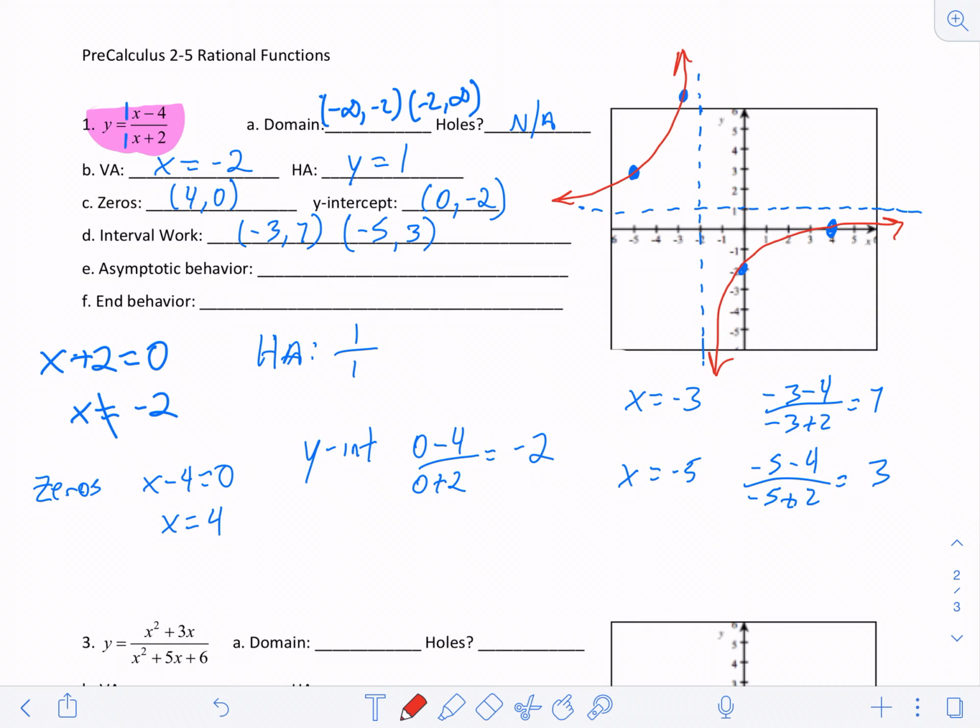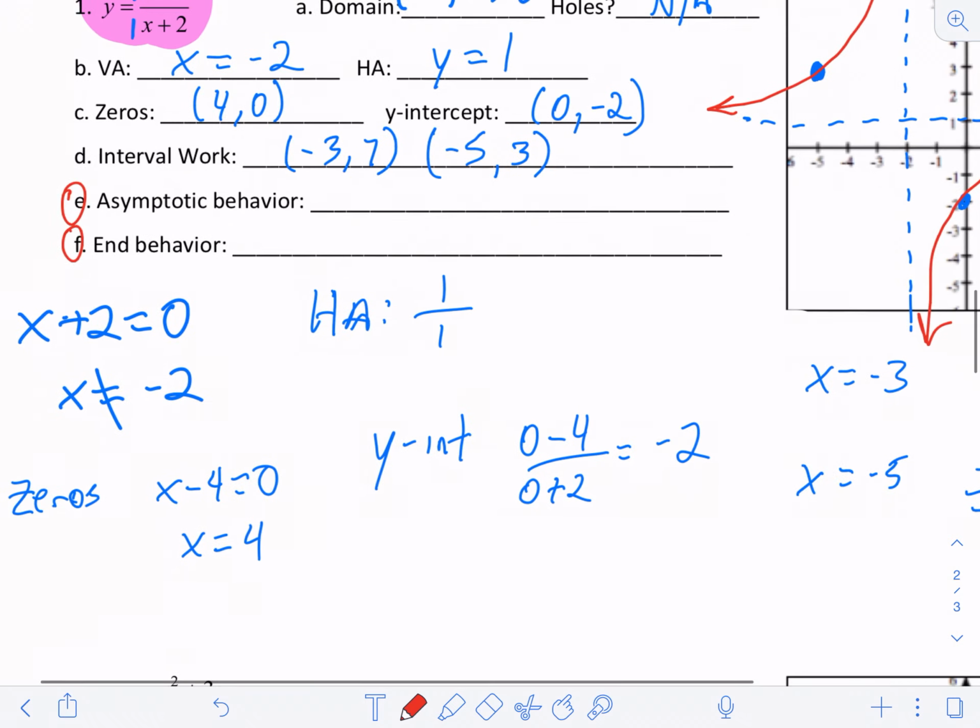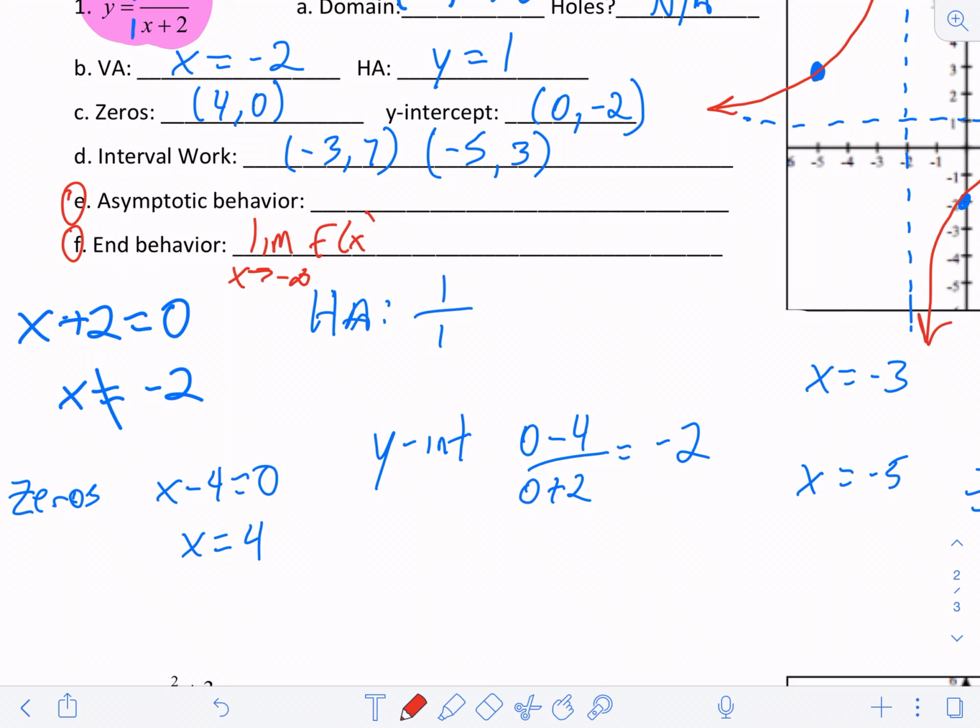The last thing I want to look at here is E and F. I want to look at my asymptotic behavior and the end behavior. I want to look at some limits. So let's do the limits that we already talked about first. Let's look at my end behavior. The end behavior is, what is my limit going to be as x approaches negative infinity of f of x? And what is my limit going to be as x approaches infinity of f of x?